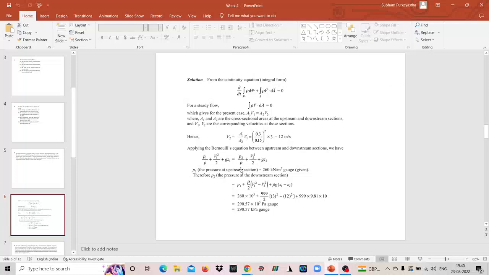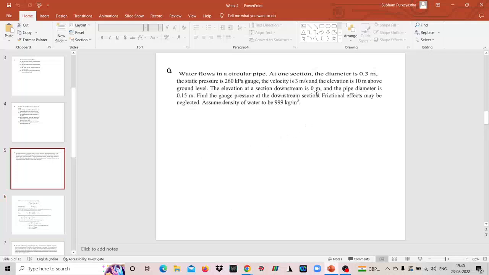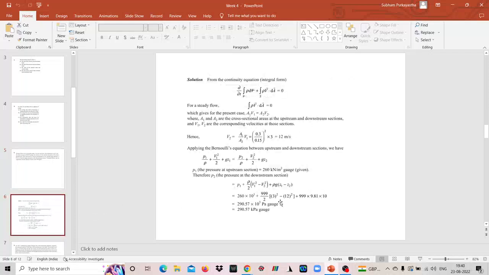Now, P1 by rho, see, this is a particular form. P1 by rho g, here it is not used in that form, so they have simply multiplied with g on both sides. So once you know V2, it is a direct application of Bernoulli's equation: P1 by rho g, V1 square by 2 g plus Z1, equals P2 by rho g, V2 square by 2 g plus Z2, where Z2 is given to be equal to 0 meter. So actually it is not appearing in the computations. So here the answer is 290.57.